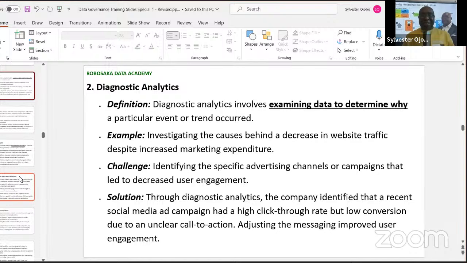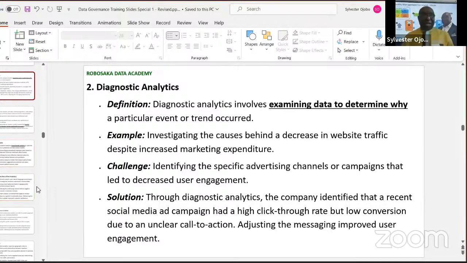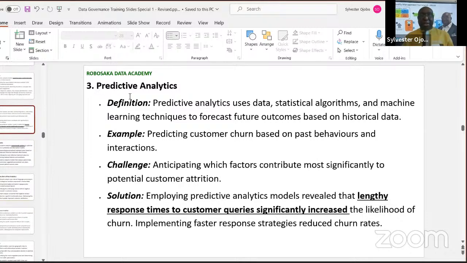Do you understand that? Yeah. Good. Now, let's move to the next one. Predictive analytics. Mary, can you read where you are?